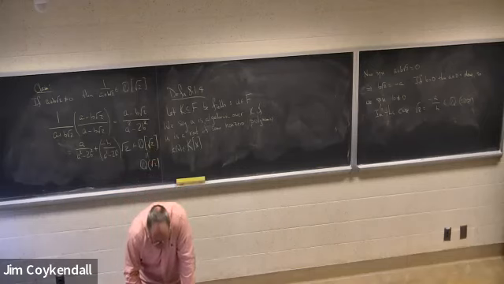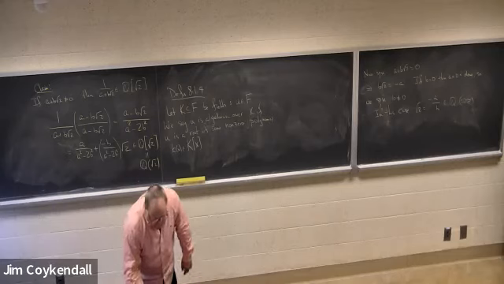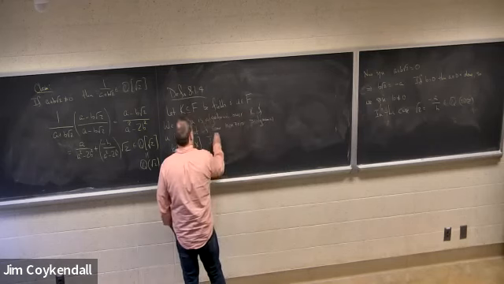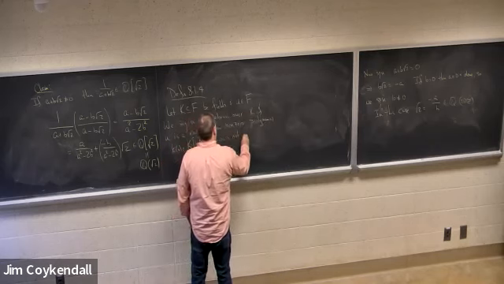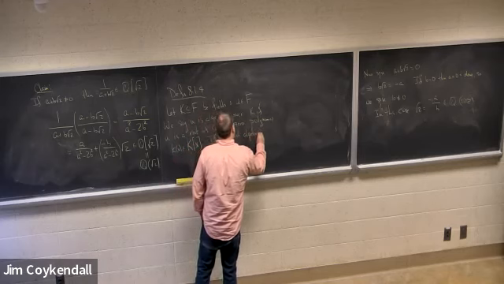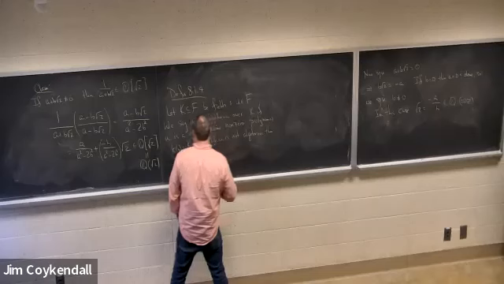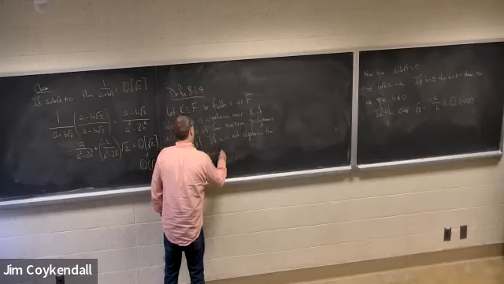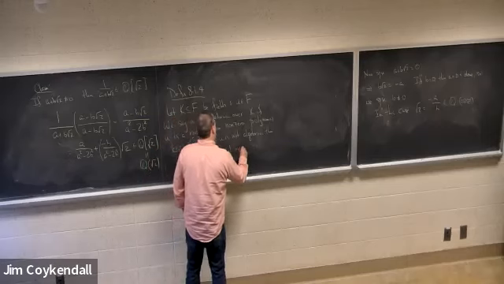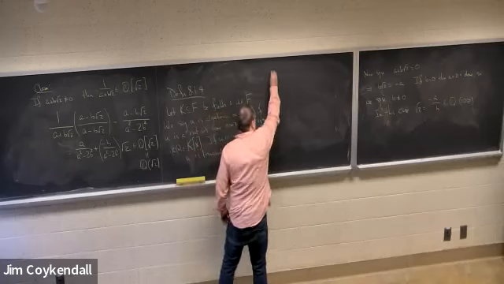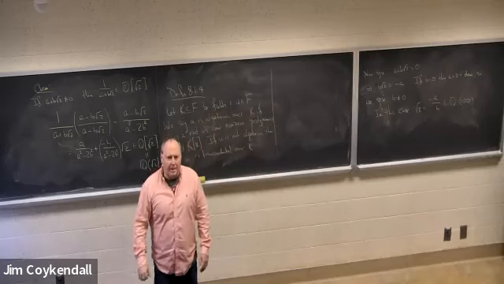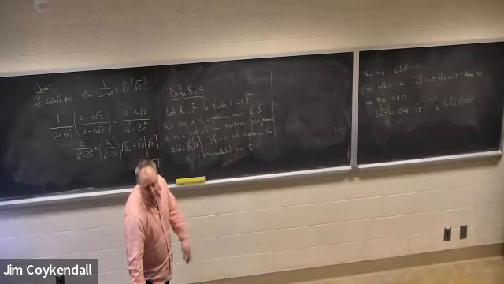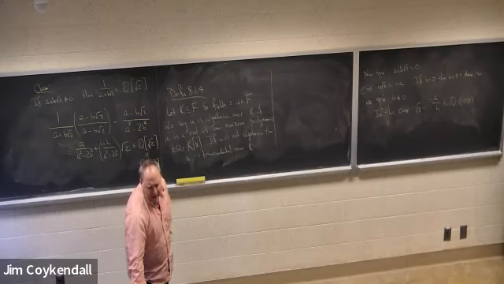If U is not algebraic, we say it's transcendental over K. So that's what I mean for an element. It's algebraic over a field if it's a root of a non-zero polynomial over that field. And if not, it's transcendental.